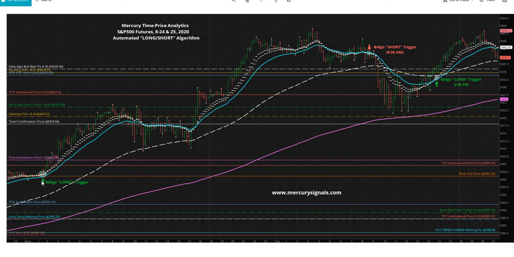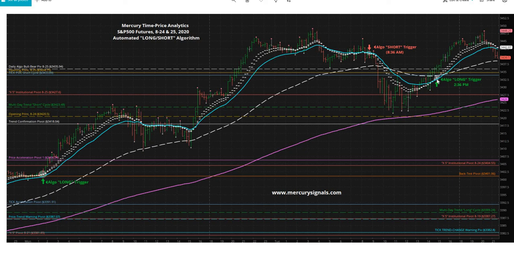So look, if you want to know what the institutional algos are doing, we give this to you on a live chart every day. We got short into the open. Nice trade. You leg out of it in pieces, a little bit at a time, and you trail a stop.